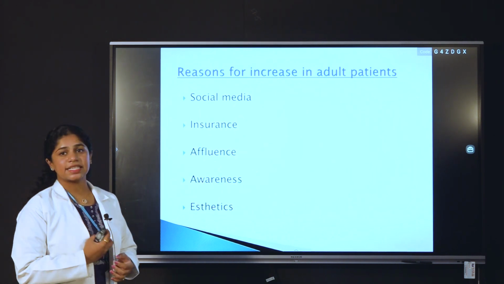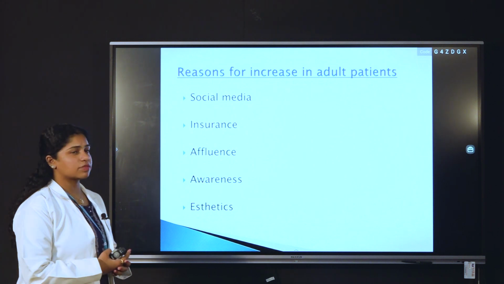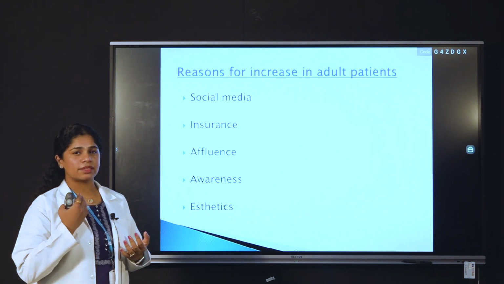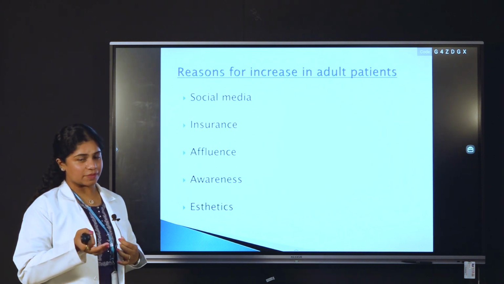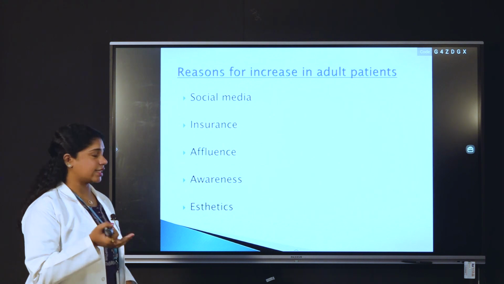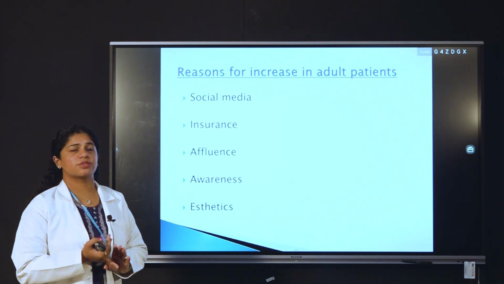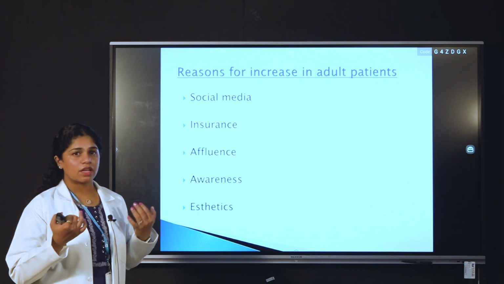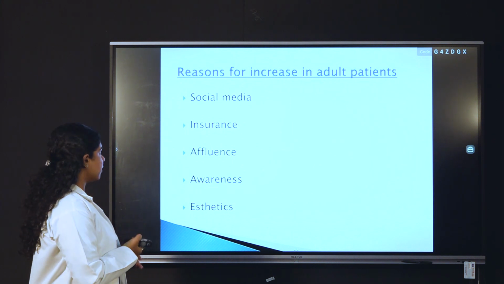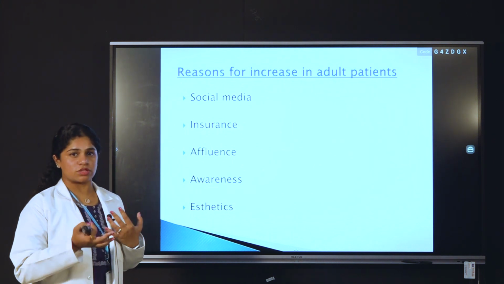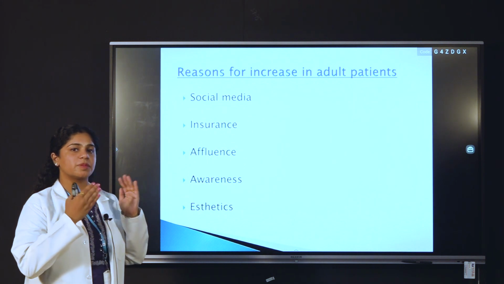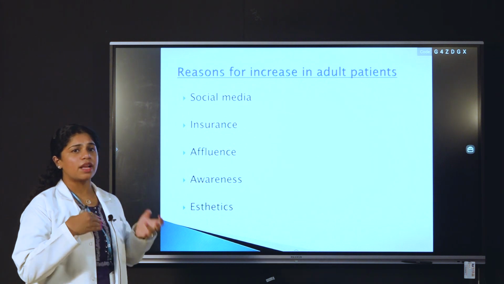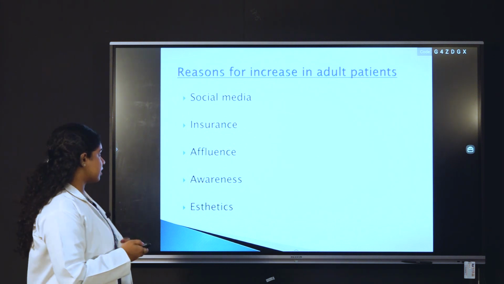So, reasons for the increase in adult patients. When compared to the last decade or so, the number of adult patients acquiring orthodontic treatment has increased. Why? Social media. Social media is nothing but public awareness. Because of all kinds of media, print and social, awareness has increased. So the patient knows that he can get his dental problems corrected with certain procedures. So the number of adult patients obtaining treatment has also increased.